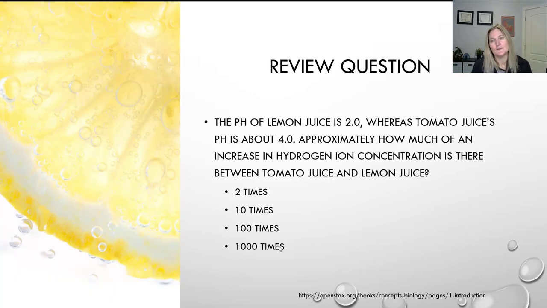And then the last question: the pH of lemon juice is 2.0, whereas tomato juice pH is about 4.0. So approximately how much of an increase in hydrogen ion concentration is there between tomato juice and lemon juice? Is it 2 times, 10 times, 100 times, or 1,000 times? If you chose 100 times, I would agree with you.